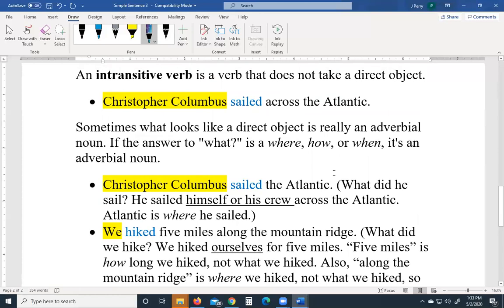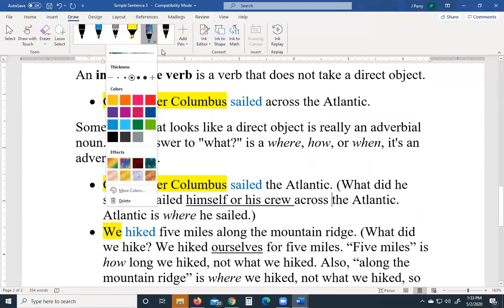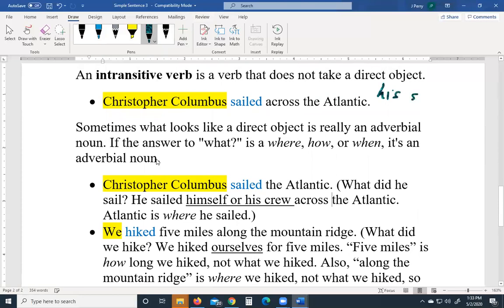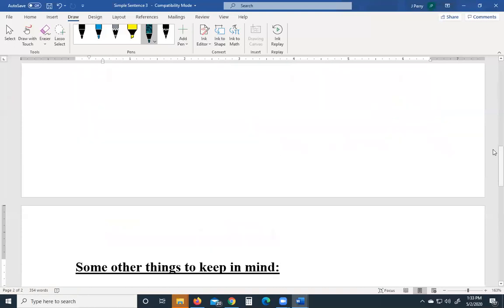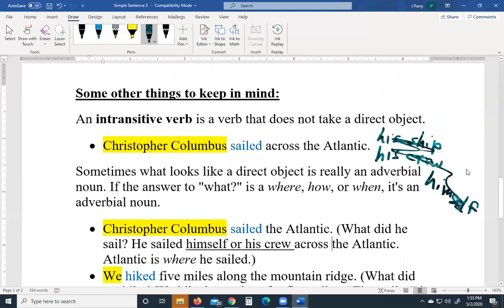When we ask the question, Christopher Columbus sailed what? What do you think the answer is? You might say his ship, or his crew, or maybe even himself. But regardless, none of these are in that sentence. If we'd said he sailed his ship across the Atlantic, then we could say so. But we don't know. None of these are in this sentence here. It's just across the Atlantic.